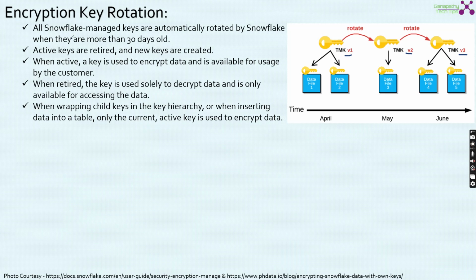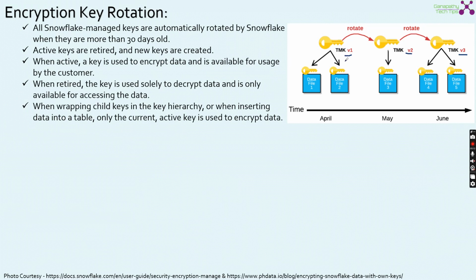We will see this to a greater detail. All the Snowflake managed keys are automatically rotated by Snowflake when they are more than 30 days old. Active keys are retired and new keys are created. Here on May, the TMK V1 will be retired and TMK V2 will be active. So very simple. When active key is used to encrypt the data and is available for usage by the customer, meaning if I am loading the data on month of May, then this TMK V2 only will be used to encrypt the data. When retired, the key is used solely to decrypt the data and is only available for accessing the data.